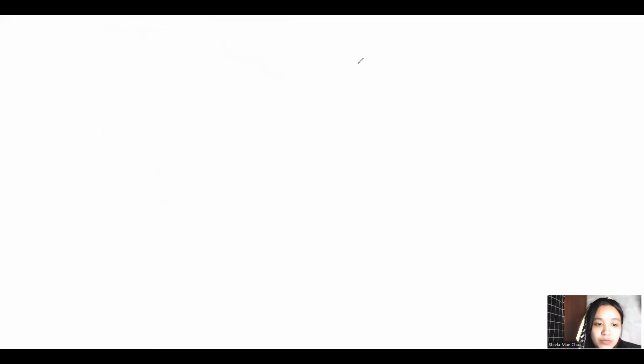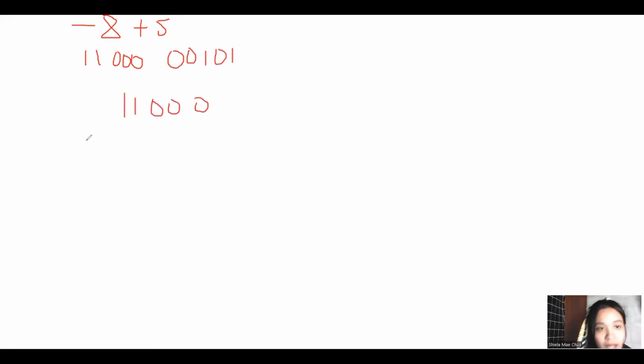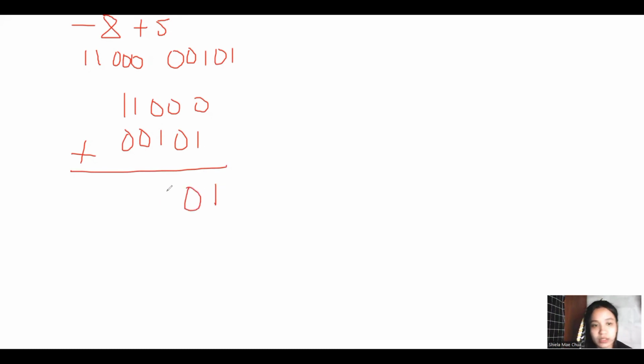Now, let's proceed with our example number 3, which is -8 plus 5. So -8 corresponds to the binary of 1, 1, 0, 0, 0, and 5 is equivalent to 0, 0, 1, 0, 1. If we add 1, 1, 0, 0, 0 plus 0, 0, 1, 0, 1, it will become 0 plus 1 is 1, 0 plus 0 is 0, 0 plus 1 is 1, 1 plus 0 is 1, and 1 plus 0 is 1. So, -8 plus 5 is equal to -3.